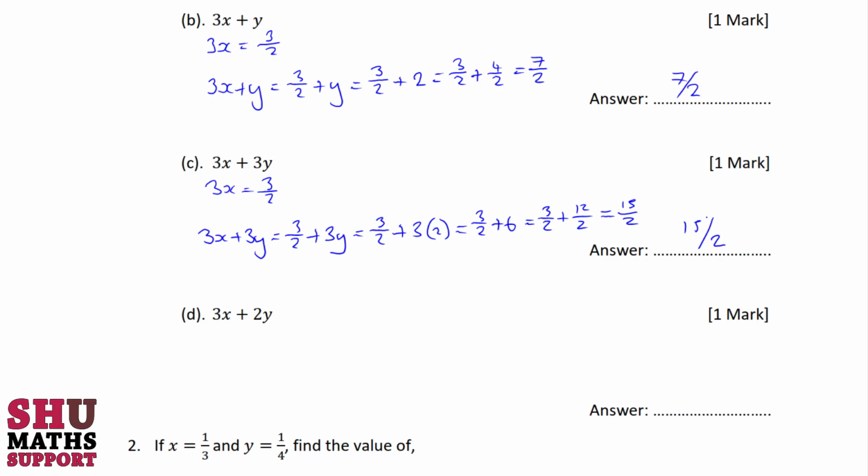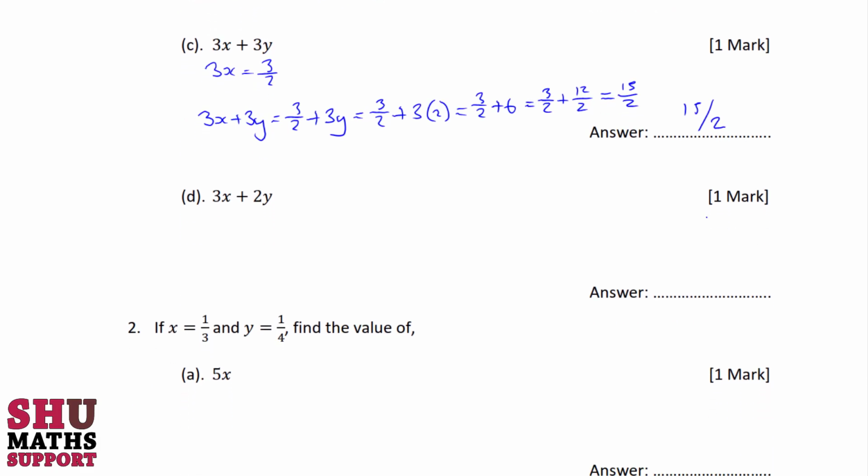Now the next question asks us to find 3x plus 2y. So same again, we know what 3x is, so 3x is equal to 3 over 2. And then we need to add 2y. So if we have 3x plus 2y is equal to 3 over 2 plus 2y, then that is equal to 3 over 2 plus 2 times our y value, which is 2. And 2 times 2 is 4, so that means we have 3 over 2 plus 4.